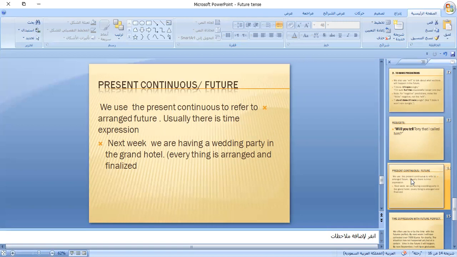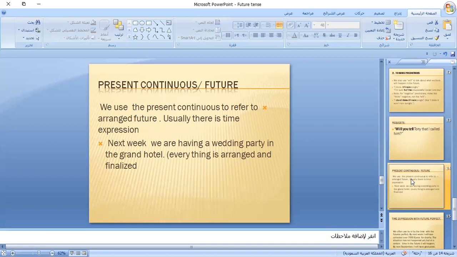Okay, now when the president opens a school, everything is arranged, everything is prepared. So when I use the present continuous with time expressions that indicate the future, I want to say that everything is arranged, not only to tell that something will happen in the future, no. Something will happen in the future in addition to telling the listener or the reader that everything is arranged and ready and finalized. Okay? We are traveling tomorrow morning.